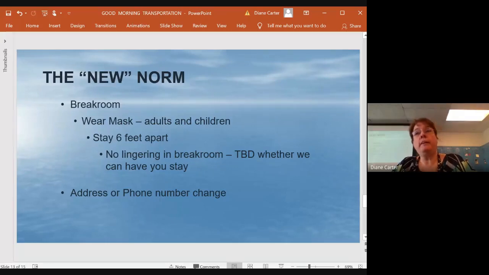We will determine whether or not we're going to allow you guys to stay here. If we do, it will be limited to a certain number, and we will put the tables spaced apart over on this end by the lockers so that the area in front of the window is kept clear so people can come and go that way. If you are here, you will have to be here with your mask on, if there's more than one person in the room.